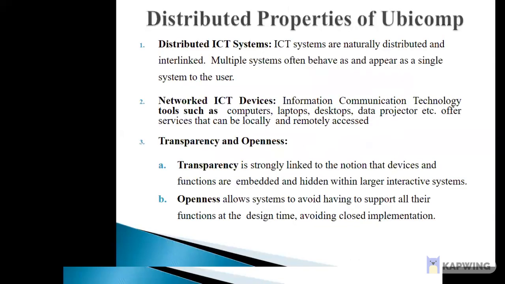So the distributed properties of ubiquitous computing. First one is distributed ICT system, second one is network, third one is transparency and openness. Distributed ICT system: study the diagram. ICT systems are naturally distributed and interlinked. Multiple systems often appear as a single system to the user. So the user does not know where these multiple systems are located. He knows only that he is performing the operation on a single machine. Then network ICT devices, information communication technology tools such as computers, laptops, desktops, data projectors, etc., offer services that can be locally or remotely accessed.